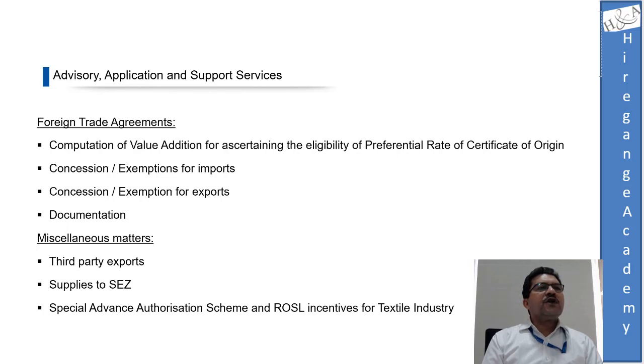The documentation needed to ensure that you don't have any surprises and do not end up with any demands at a later date is very important, and therefore we need to see that documentation is done and it is confirmed periodically. There could be aspects of third party exports, supply to SEZ, special advance authorization schemes for the textile industry, which are specific and one could advise and support in those services too.